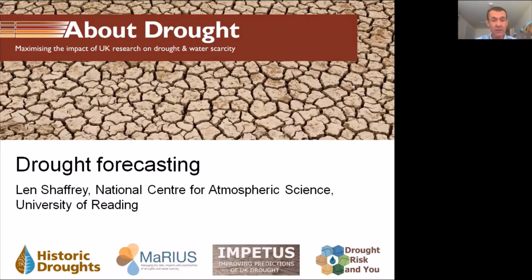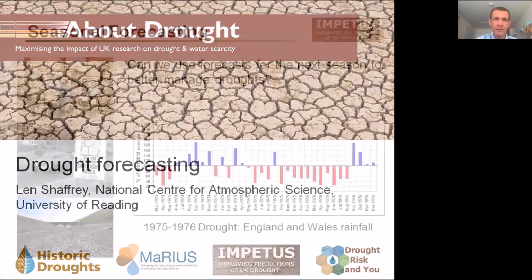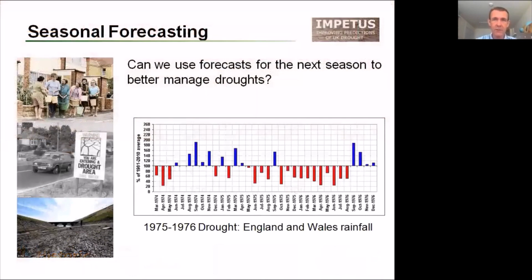I'm going to be talking to you today about drought forecasting. We know that droughts can have substantial impacts on agriculture, on industry, and on human health. For example, the 1976 UK drought cost UK farmers about £400 million in reduced crop yields. One of the key ways to mitigate the impacts of drought is to prepare for them. And this raises the question, how far in advance can we predict droughts?